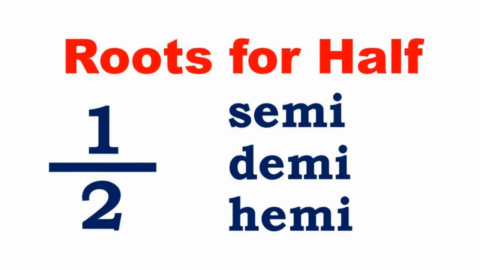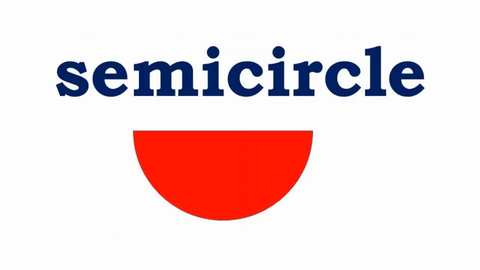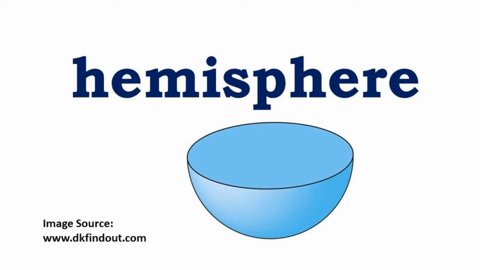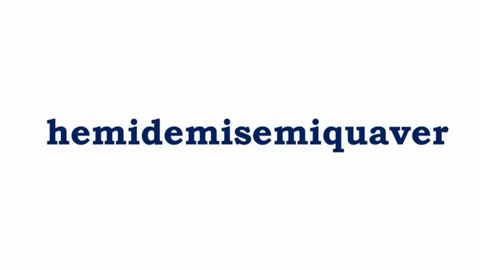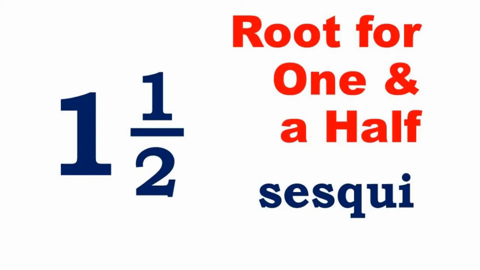Next, we come to the roots for half: semi, demi, hemi, as in semicircle, which is half of a circle, hemisphere, which is half of a sphere, demigod, a person who is considered almost a god. Then we come to the archaic but interesting word hemisemidemiquaver. A quaver is 1/8 of a note. So, a hemisemidemiquaver is half of a half of a half of a quaver, that is 1/8 of a quaver or 1/64 of a note.